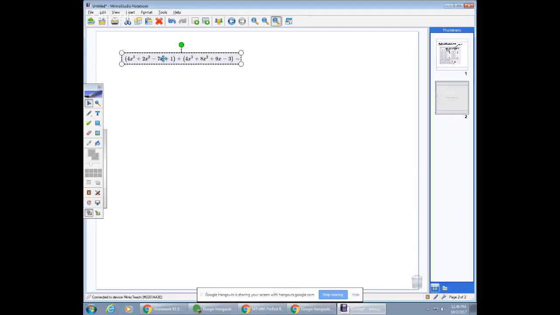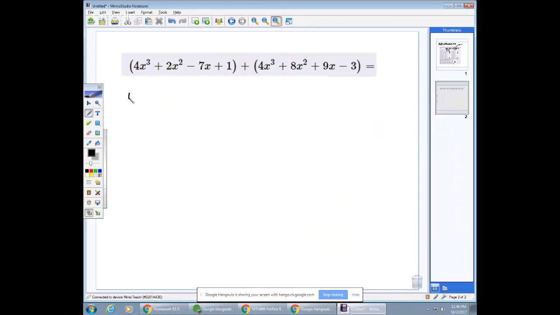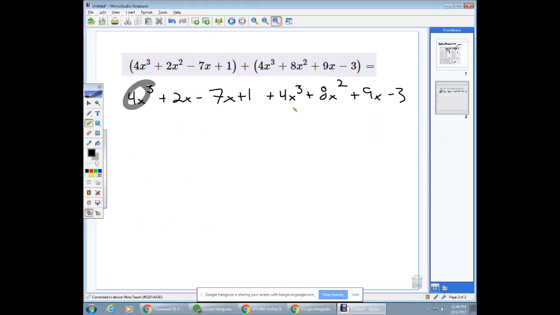There we go. So we want to add these 2 polynomials together, and the parentheses on either one really are not necessary, so I can do without it. So I can say this is just 4x cubed plus 2x squared minus 7x plus 1, and I'm adding on a 4x cubed and an 8x squared and a 9x minus 3. And then it's just a matter of identifying like terms. So for example, these cubes are like, and oops, that's supposed to be a square there, isn't it? There we go.